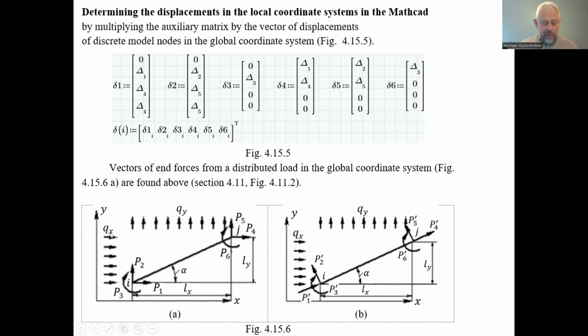For the distributed load, we have the vertical distributed load applied to the horizontal component of the rod finite element, and the horizontal distributed load applied to the vertical component of the rod finite element. The vertical component is the projection of the rod finite element onto the ordinate axis, and the horizontal component is the projection of the finite element onto the abscissa axis. The finite element is inclined by the angle alpha to the positive direction of the global coordinate system.